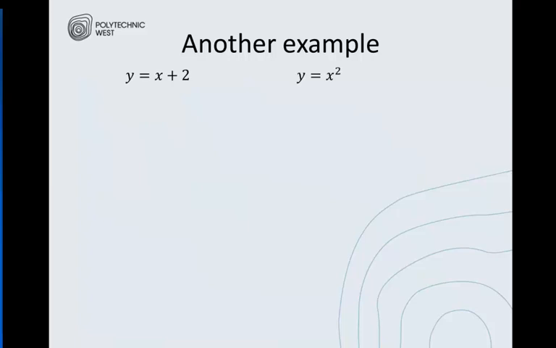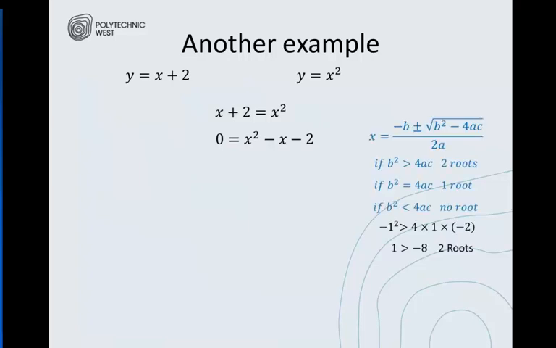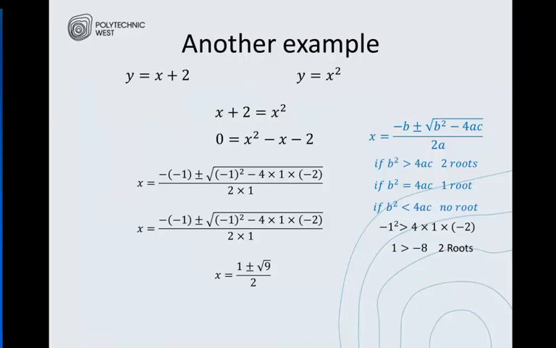There's the linear, there's the quadratic. Make the two equal to each other, because at the points of intersection, the x and y coordinates are the same. Rearrange to give us a second quadratic, and solve that. First thing we do is we check to see if there are roots, and when we put in b squared and 4ac, we find that there are 2 roots. Then we plumb the numbers into the magic equation, and we end up with x equals 1 plus or minus square root of 9 all over 2.